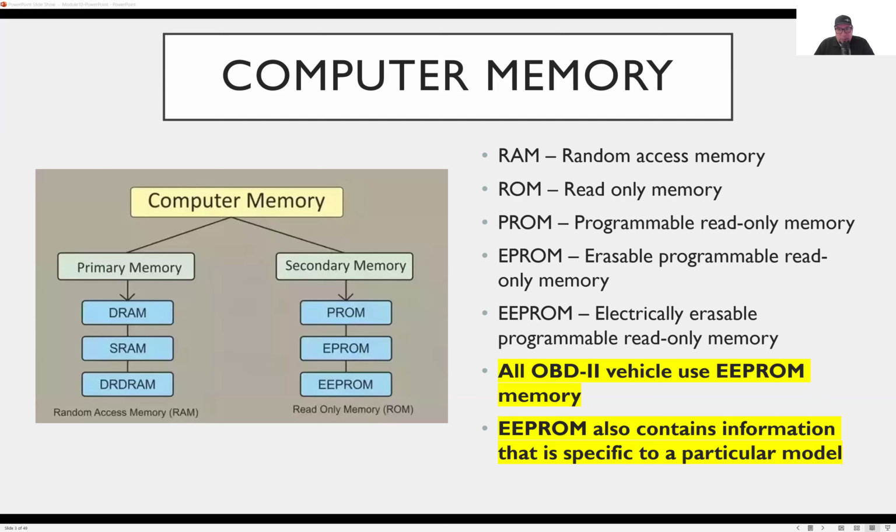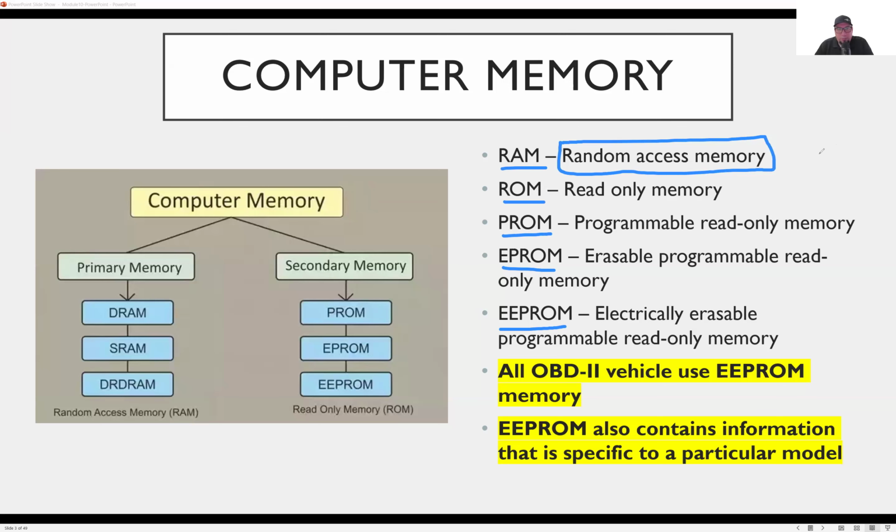Now, the computer memory here. We have a couple different types of memory. We have RAM, ROM, PROM, EPROM, and EEPROM. Now, obviously, they do different things. RAM is probably the most common one that people know about because it's in our phones. Our phones have RAM in them. Our laptops have RAM in them. Our computer modules on cars have RAM in them.